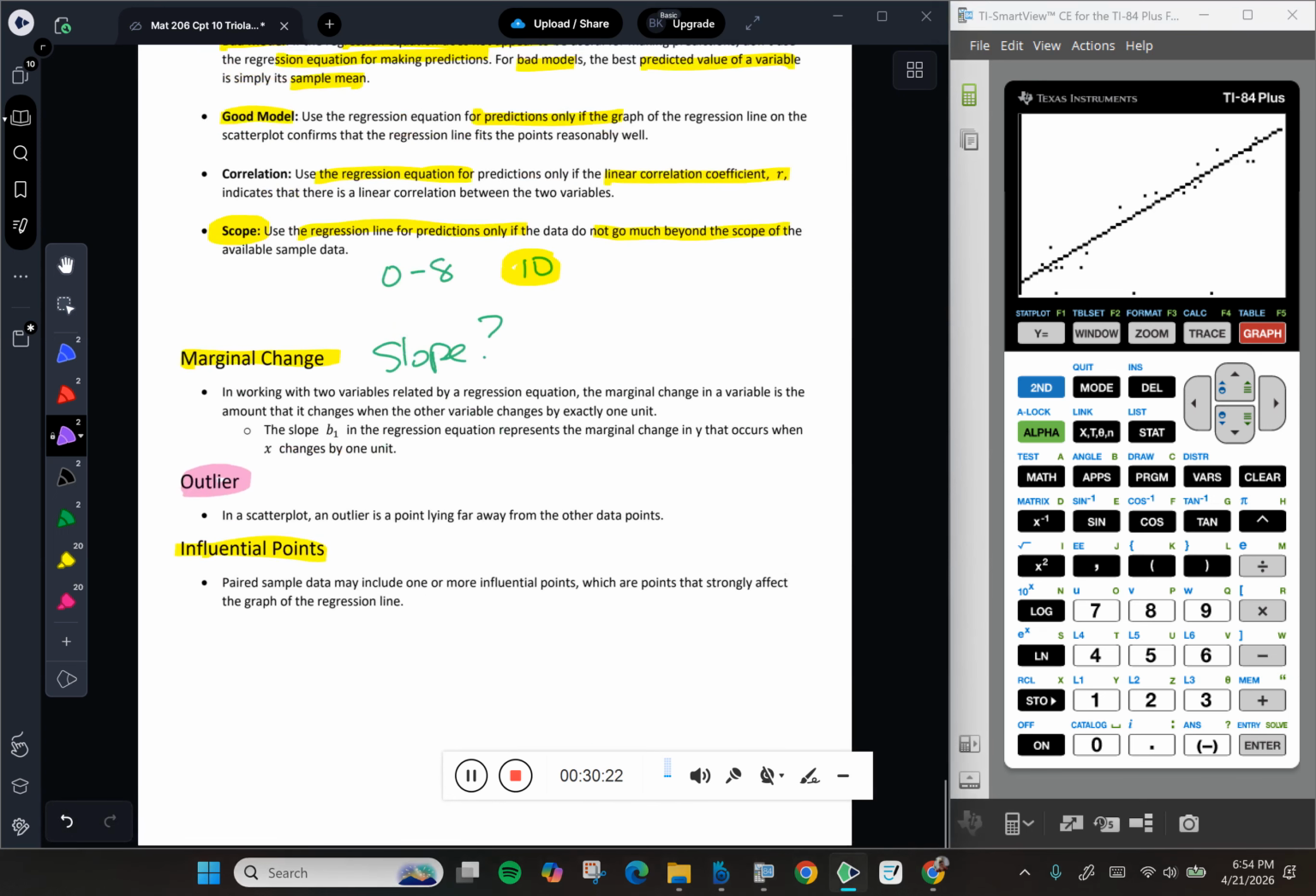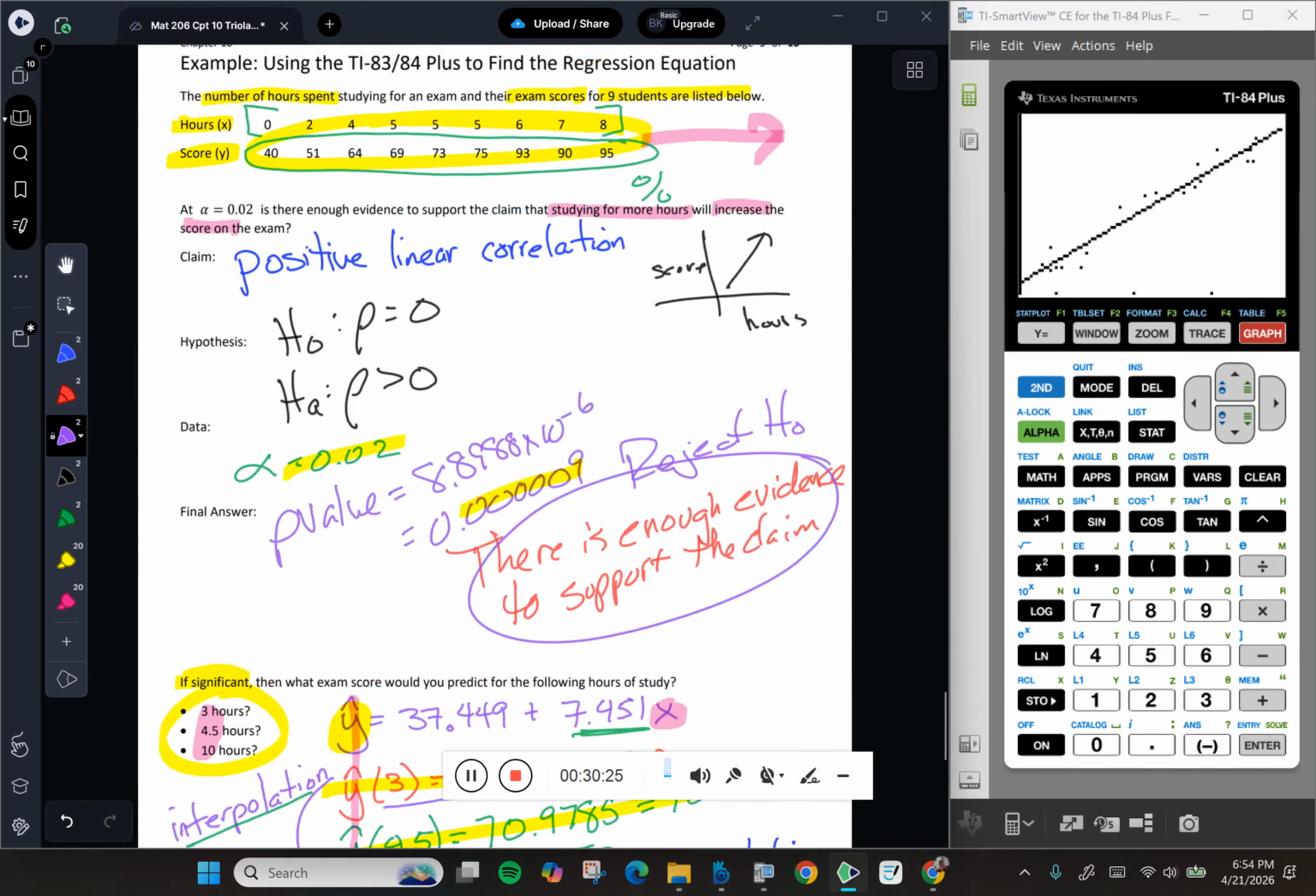Okay. That brings us to the end of section 10.2. I'm hoping that it made sense to you.